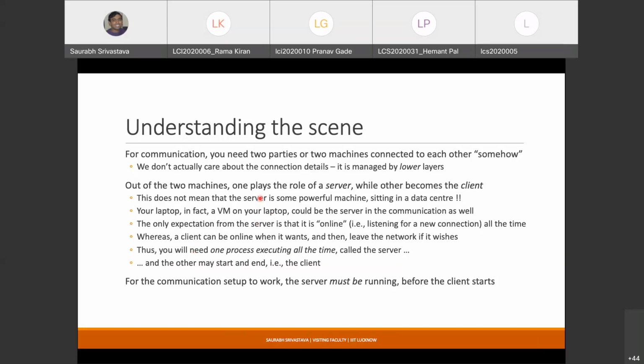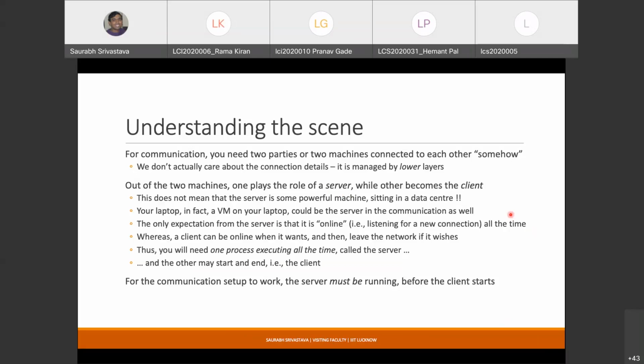One of these processes will play the role of a server. This server does not mean the server machines, the huge machines that are there in data centers. They are not that kind of server. They are basically a server process. And then there is another process called the client process.